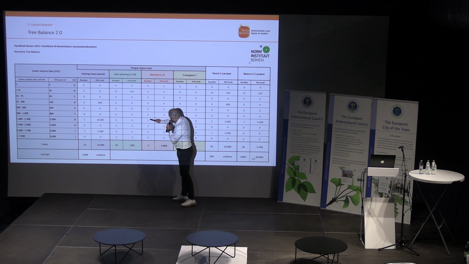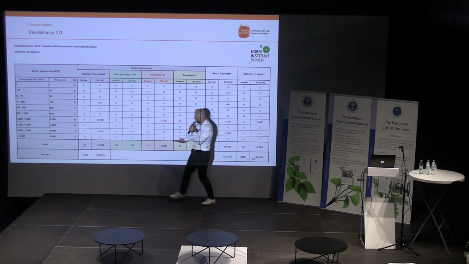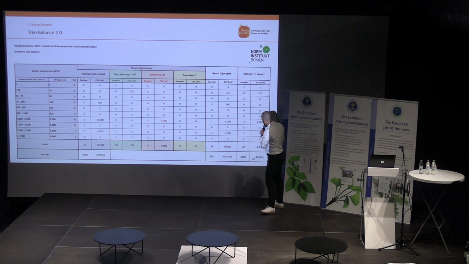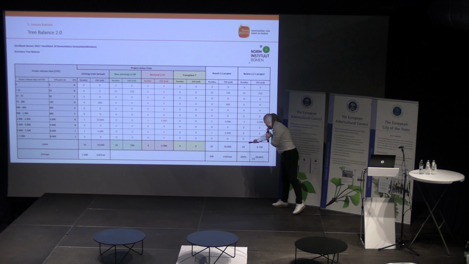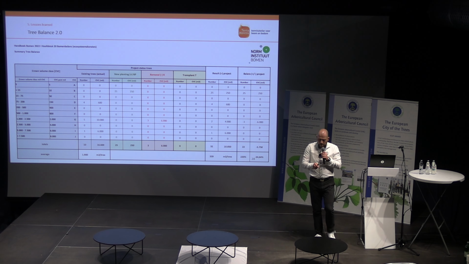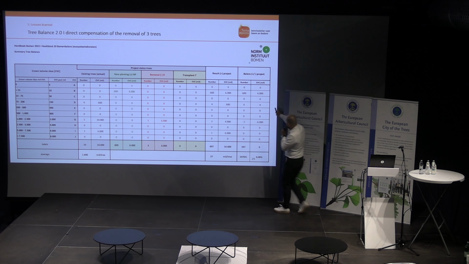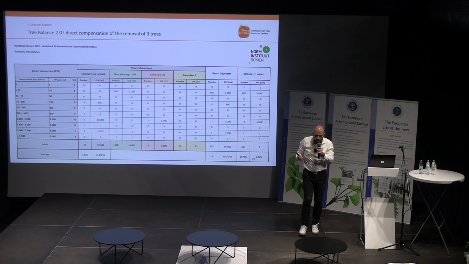We are removing 3 large trees here. It's a loss of 6,000 cubic meters. And we are planting 25 trees, and then the tree balance is at the end. Yes, we gained 22 trees, but we lost almost 35% of canopy volume. And in this approach, if you want to compensate it directly, we have to plant 600 young trees, and we all realize that's impossible in a project.